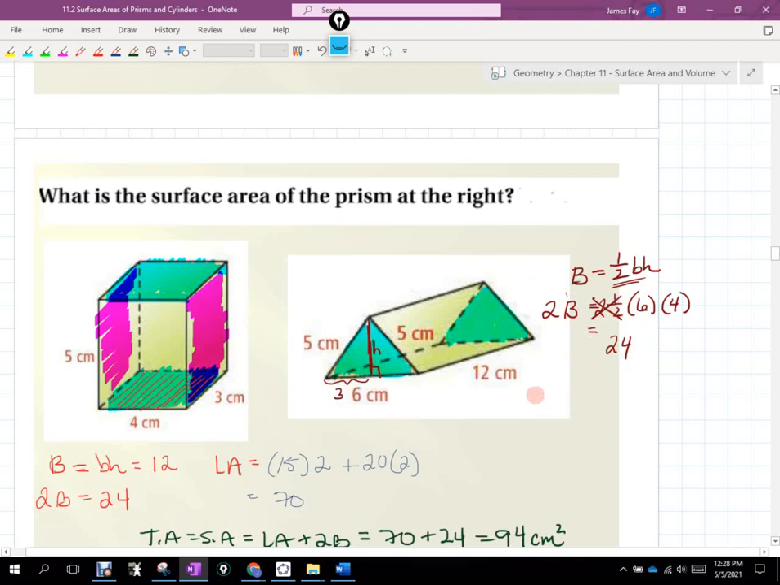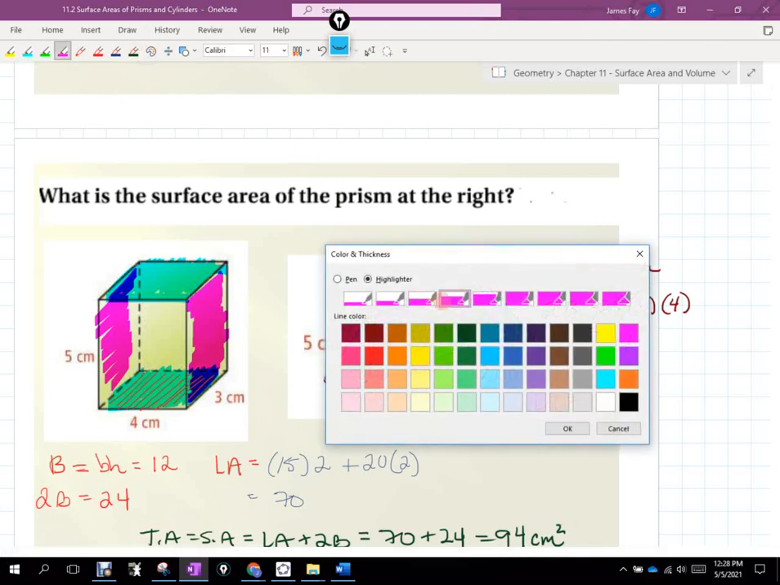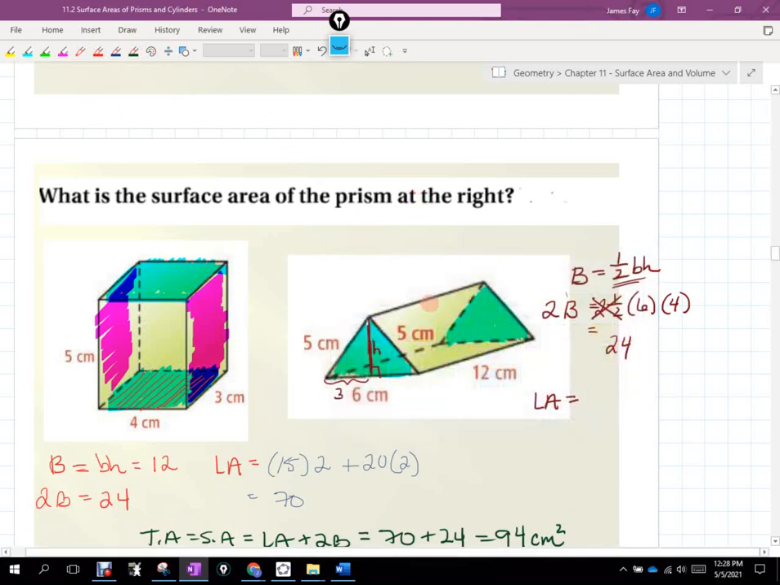Okay. Now, lateral area. How big would that rectangle right there be? What are the dimensions of that? 5 by 12? Okay, so what's 5 by 12 as an area? 60. Okay. Now, times that by what? Why'd you change your mind? Okay, good. So this one, the one closest to you, is 60.